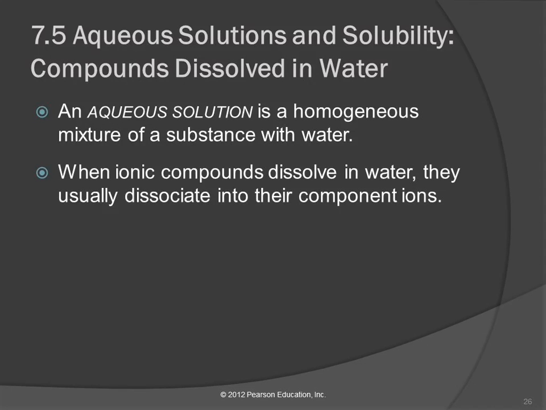Aqueous solutions. So when we talk about an aqueous solution, we mean that something is dissolved in water. That's what aqueous means. A solution is a homogeneous mixture. When ionic compounds dissolve in water, they generally dissociate into their component ions. So you put sodium chloride in water, and the sodium ions and the chloride ions go their separate ways, and they form a solution. And they mix thoroughly, and that's why it's homogeneous.